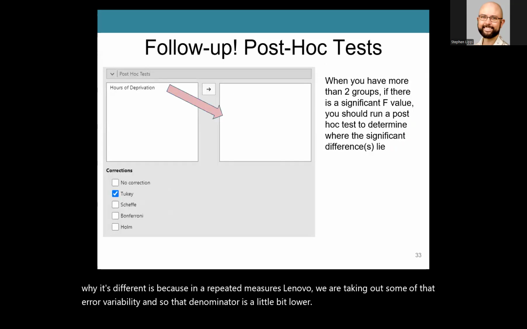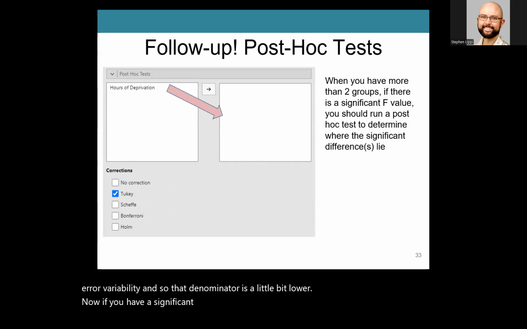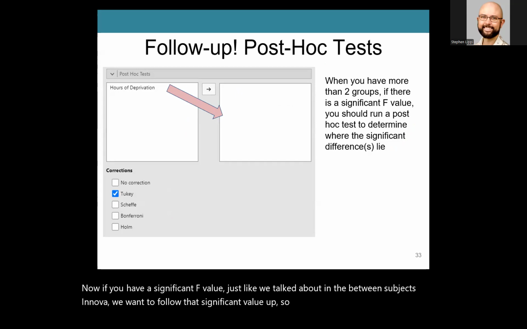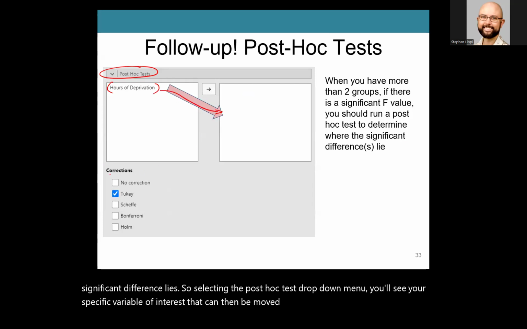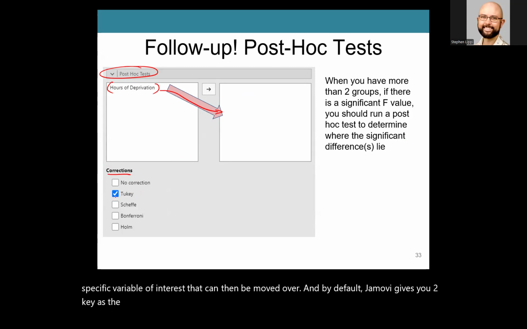Now, if you have a significant F value, just like we talked about in the between subjects ANOVA, we want to follow that significant value up so that we can actually say where that significant difference lies. So selecting the post hoc test drop-down menu, you'll see your specific variable of interest that can then be moved over. And by default, Jamovi gives you Tukey as the pre-selected value. For all intents and purposes, that is okay unless I tell you otherwise.